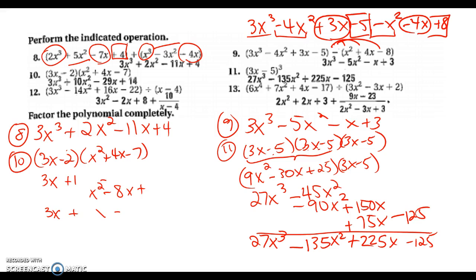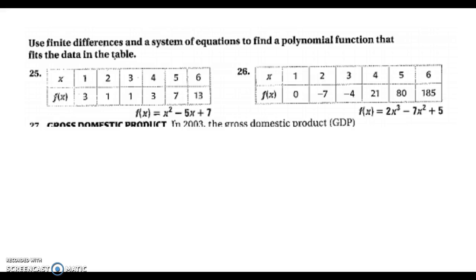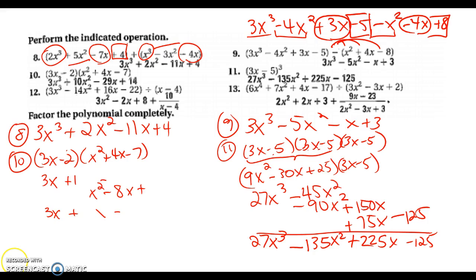We are going to do some long division, aren't we? So I'm going to write 12 says 3x to the third minus 14x squared plus 16x minus 22 divided by x minus 4. And then I think they'll do synthetic division for the first one. And the second one we will have to do long division because the divisor is not linear, is it? I'm going to move to the next page to do number 13.